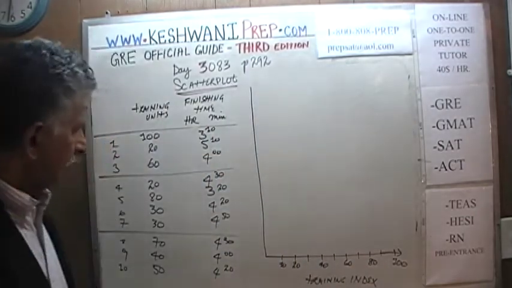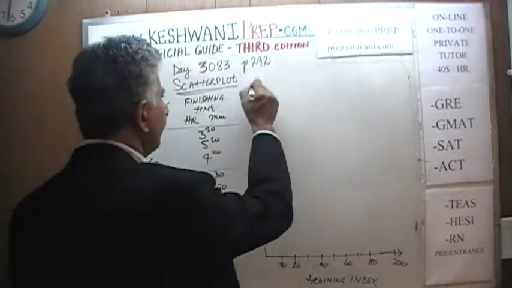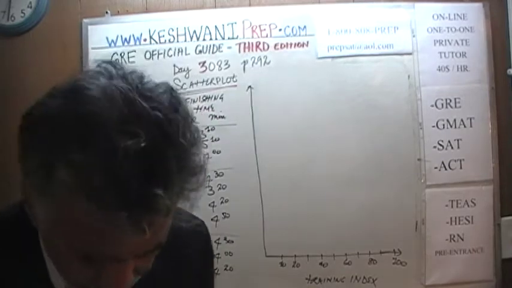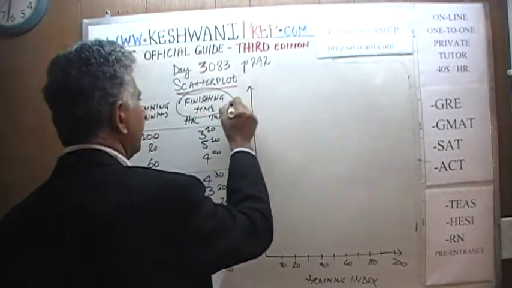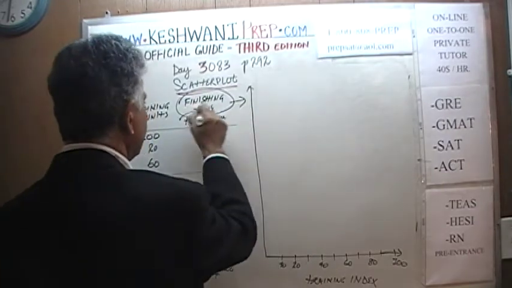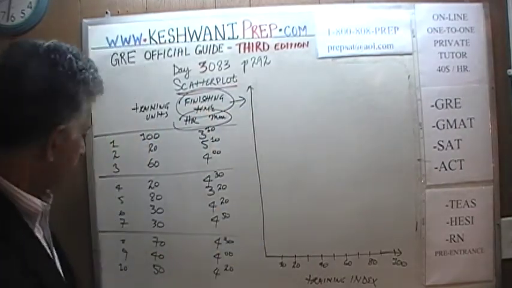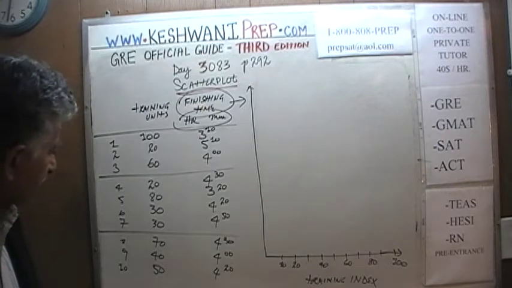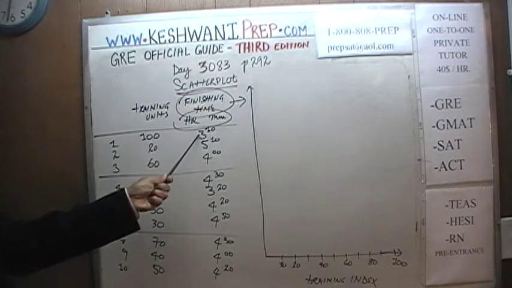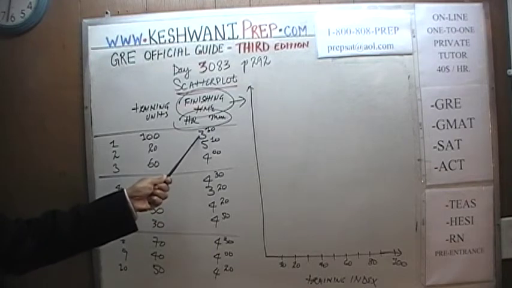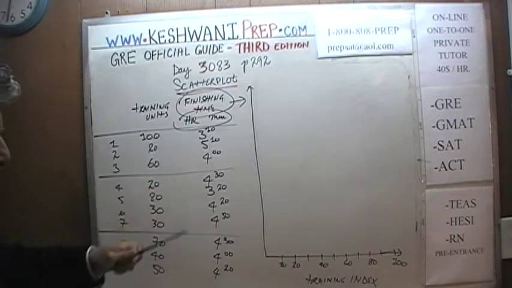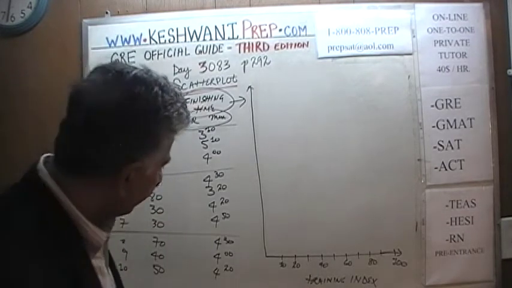Well, on the y-axis, we're going to measure the time. The finishing time, that is, goes on the y-axis here, measured in terms of hours and minutes, and it starts with 3 hours and 10 minutes and goes all the way up to 5 hours and 10 minutes. The lowest I can see here is 3 hours and 10 minutes, so we're going to start with 3 hours, and this is how we show it.